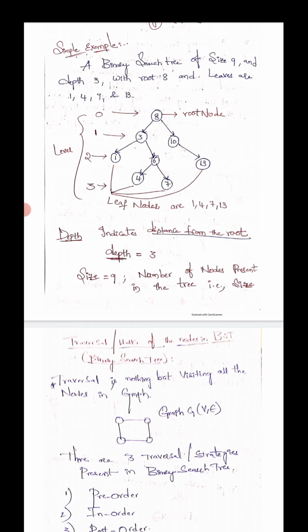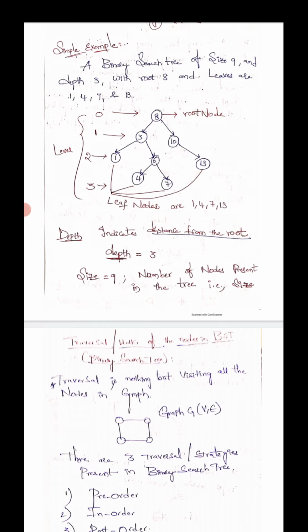Here the size is equal to 9. How can we get the size equal to 9? It is the number of nodes present in the tree. The number of nodes, in the sense 8, 3, 10, 1, 6, 13, 4, 7. These are the number of nodes present in the tree. That is said to be the size.